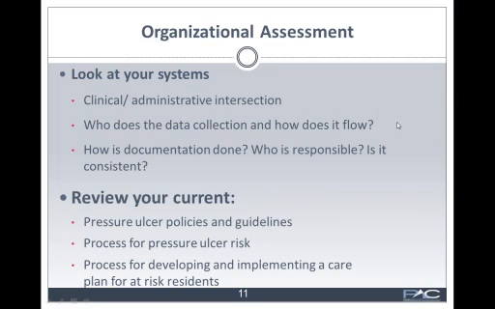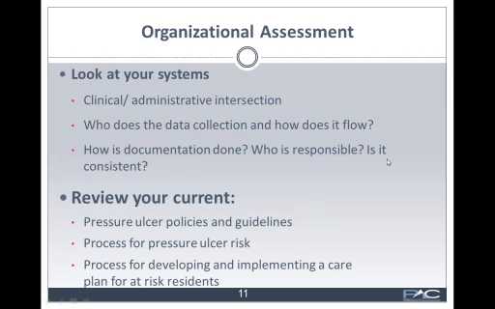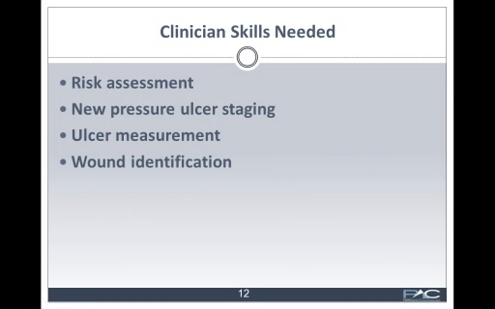So the clinical skills needed really are that your staff need to understand what the risk factors are, what the risk assessment is, the new pressure ulcer staging, understanding how to measure appropriately, and then identifying wounds, being able to differentiate between what's a pressure ulcer and what may be an SDTI or maybe a blister caused by something else. So that's something, again, we'll certainly look at.